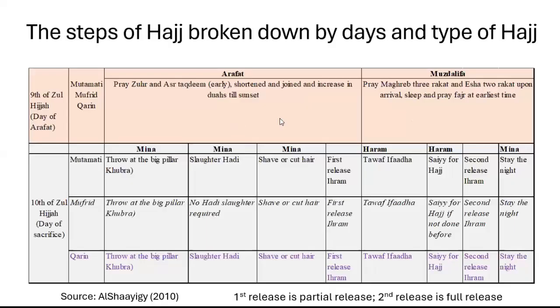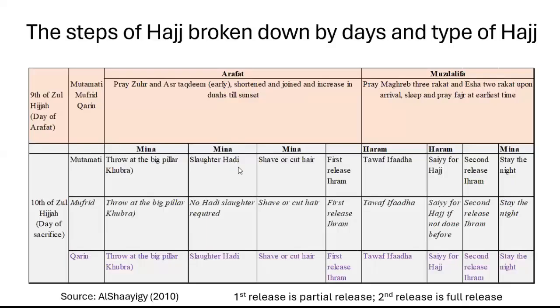At Mina, there are 3 jamarat: al-sughra, al-wusta, and al-kubra. All of them, the Mutamatti, the Mufrid, and the Qarin, when you come to the sughra, you just pass it. When you come to the wusta, you pass it. When you come to the kubra, then you throw your 7 small stones the size of a chickpea. You could collect them from Mina, or from Muzdalifah coming to Mina, anywhere. You throw at the Jamarat al-Kubra, and after that you move on. Then the next thing is to slaughter.